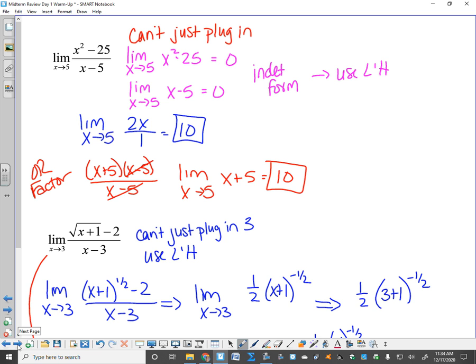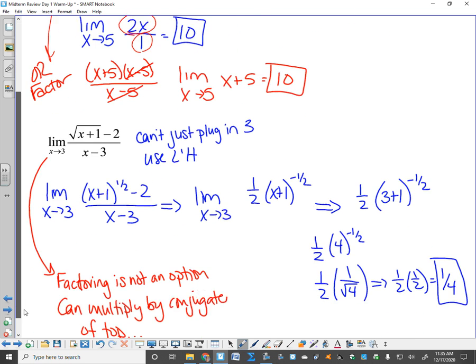Let's see, this one, I can't just plug in a 5. And I noticed super fast that it factors, so I would probably go here first. Squares on the top, cancels with the bottom, plug in a 5, and I get my 10. But you can do L'Hopital's rule also. If I take the derivative of the top, I get a 2x, and the derivative of the bottom, I get a 1. Plug in my 5, and I get a 10. But if it's an FRQ, you have to show the purple part at the top. But if it's multiple choice, you don't have to show squat.